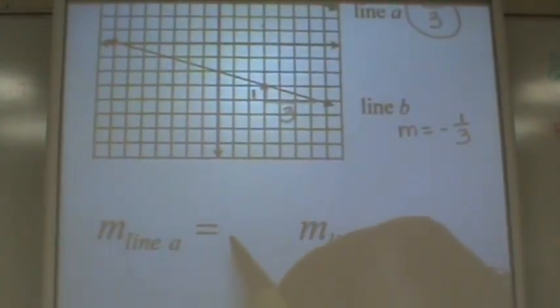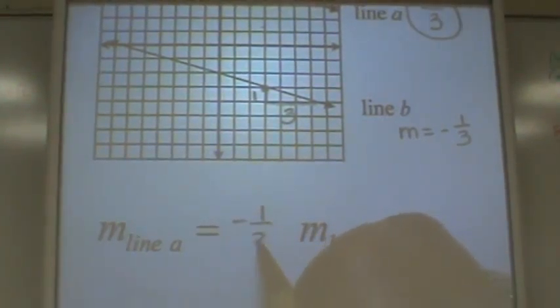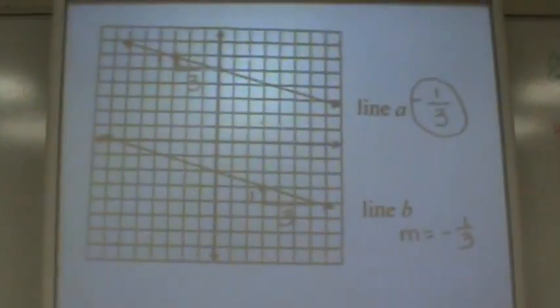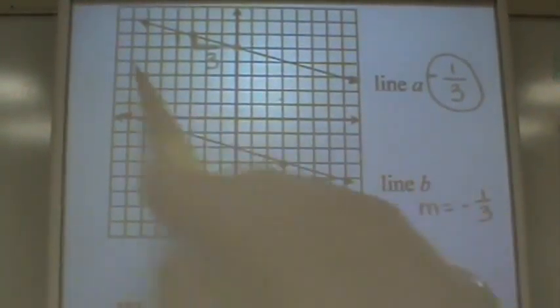So if the slope of line A is negative 1/3 and the slope of line B is negative 1/3, we say that these two lines are parallel. They will never cross.